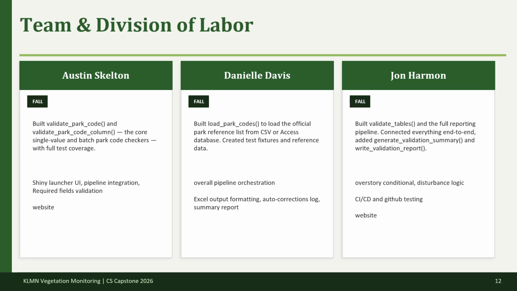Now let me tell you about the team, and I'll keep this brief. Initially, Austin built the core part code validation functions and their test coverage. Danny built the part code loader and set up our test fixtures, and I built the pipeline runner and the reporting functions that tie everything together. Later, Danny took on the required fields validation, the overstory conditional logic, and the disturbance checks. Austin built the Shiny launcher, and I've been working on the Excel output format, the auto corrections log, and the summary report. Roles shift each sprint based on what needs to get done, as there's no fixed lane, and that has worked really well for us.